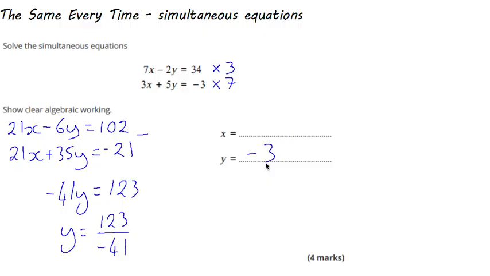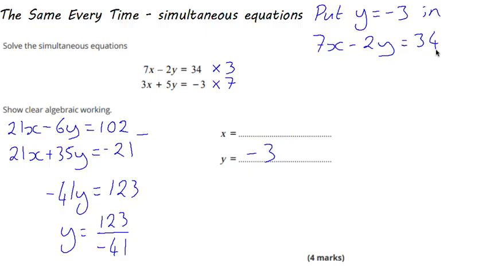Remember, in this method, it's the y that we find first. The value of y will come out first in this method. Now that I've found my value of y, I have to find the value of x. So I just have to put my value of y, put y equals negative 3 into either of my equations, top or bottom. So I'll use the top one. I don't think there's really much to choose between them. 7x minus 2y equals 34. So everywhere I see y, I'm going to put negative 3 instead.